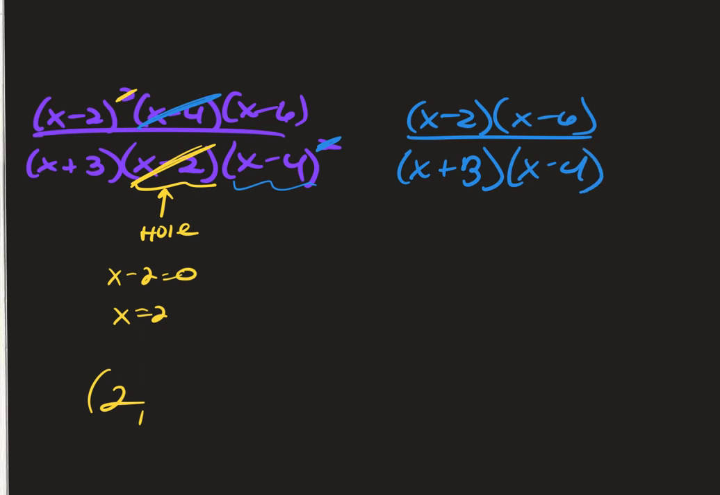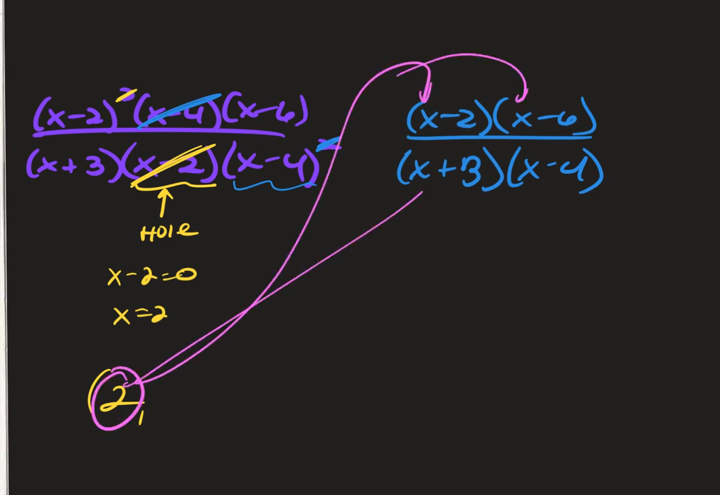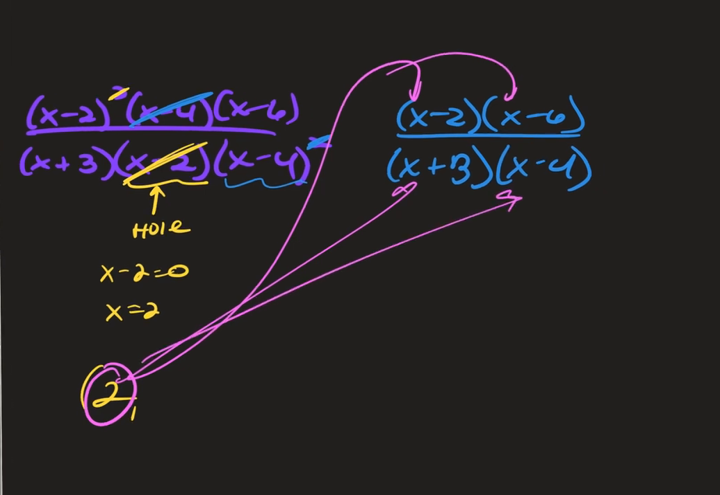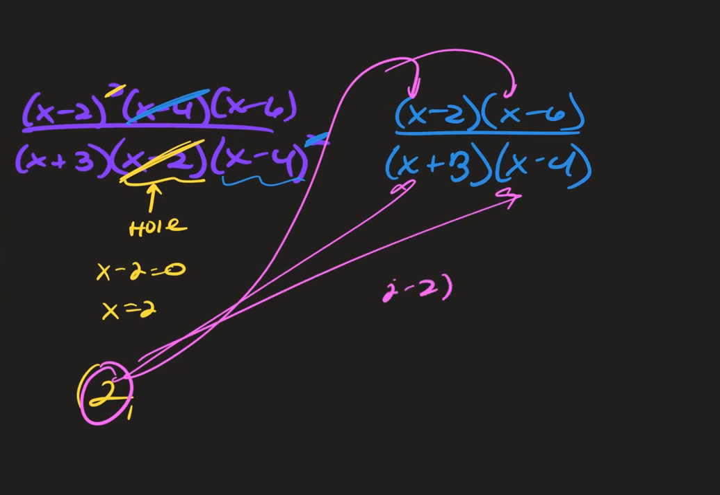This time they asked about the hole, but they could ask about vertical asymptotes, horizontal asymptotes, slant asymptotes, zeros, end behavior. Like all that stuff can come from your rational functions. So once you simplify it, to get the y coordinate of the hole, I take the x coordinate and I plug it back into the updated form of my function. So it was 2 minus 2 times 2 minus 6 over 2 plus 3 and 2 minus 4.